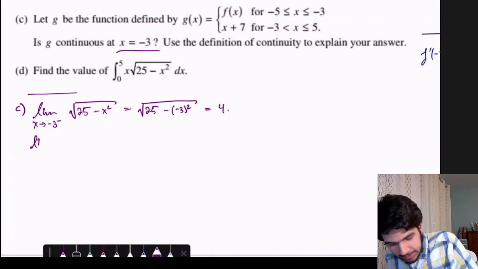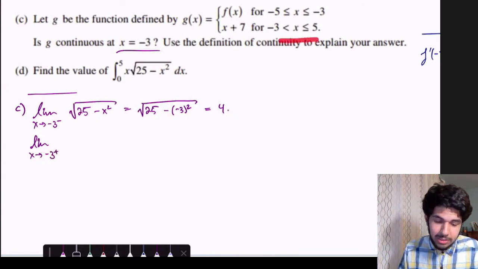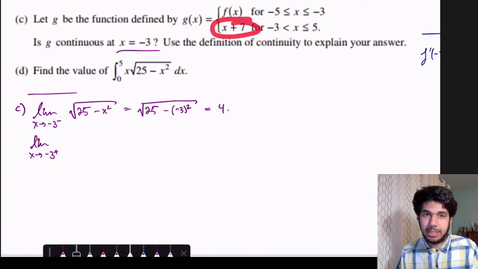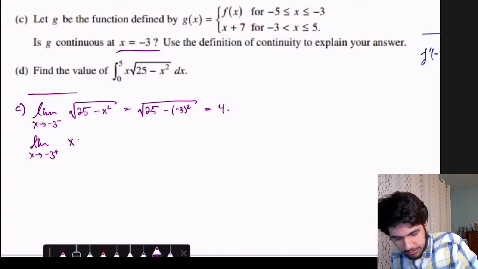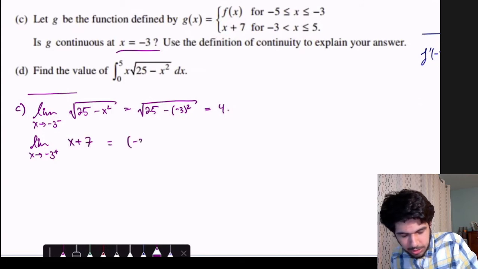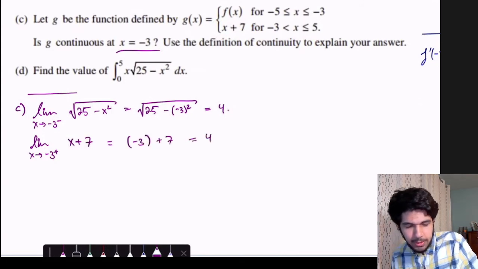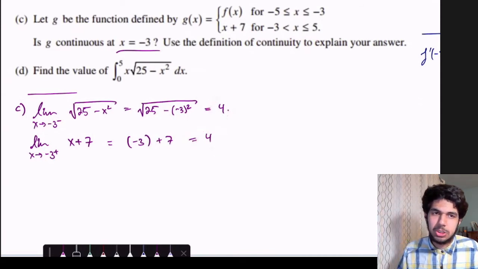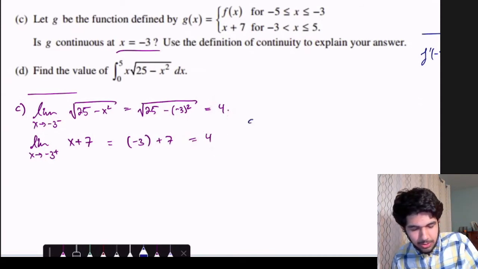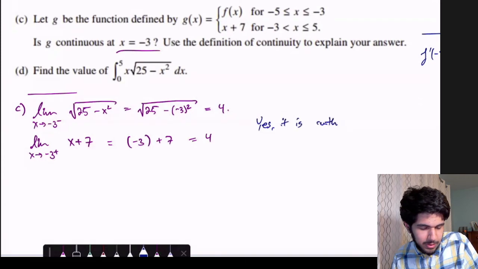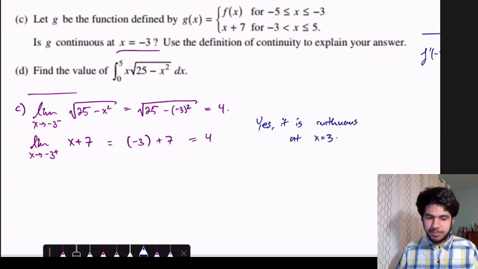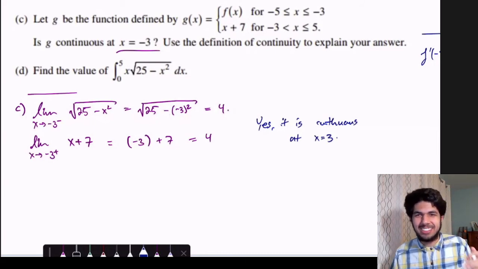So now we need to test the limit as x approaches -3 from the positive side, from the right. So now when we're to the right of -3, g of x equals x plus 7. So let's find the limit of that, and again we can use direct substitution. Equals 4. So since the two limits equal each other, we say that yes, it is continuous at x equals -3. Great. So hopefully this stuff's coming back to you in case you forgot it.